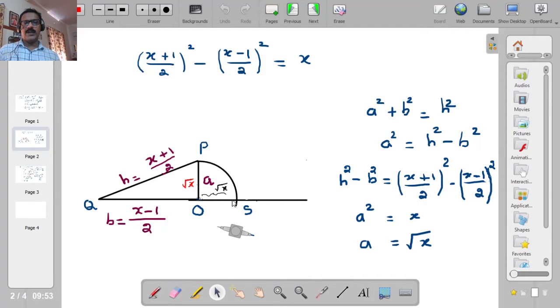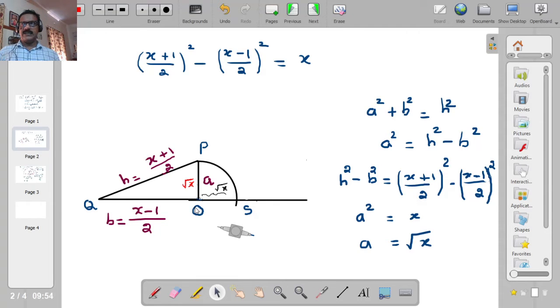Now OS and OP are radii of the same circle, so the length of OP equals the length of OS. So what will be the length of OS? That also will be square root of x, since the length of OP is square root of x. Now S is at a distance square root of x from the origin O. Now we have located square root of x on the number line. This is the strategy that we are going to use.